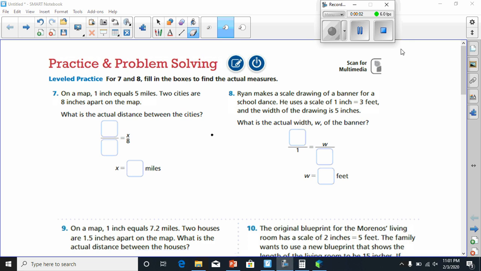All right, guys, tonight we're going to be doing solving problems involving scale drawings. So I'm going to do the odd.